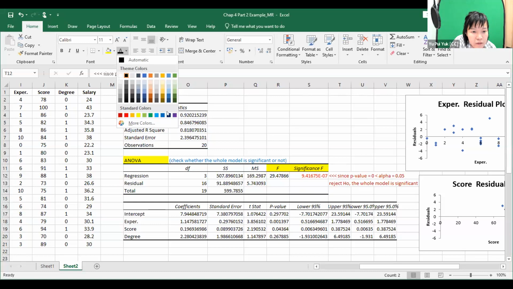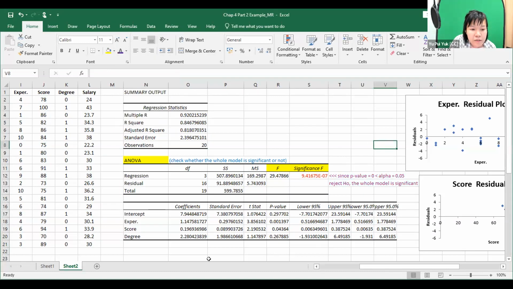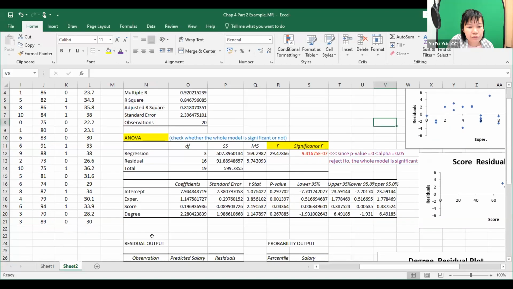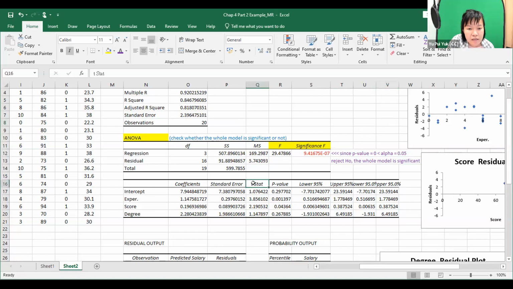What color? This color. Okay, so how about the last table? It can help us look at the t-test, the t-test statistics, and the p-value here. It can help us to see whether, individually, each independent variable. So maybe I just add, this is the variable x1, and this is the variable x2, and this is the variable x3.